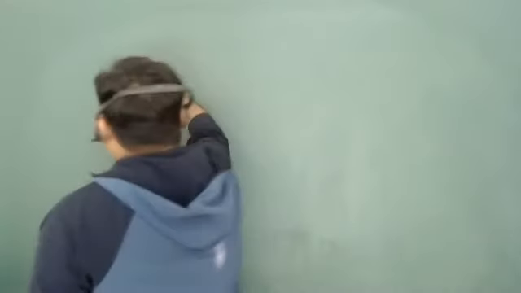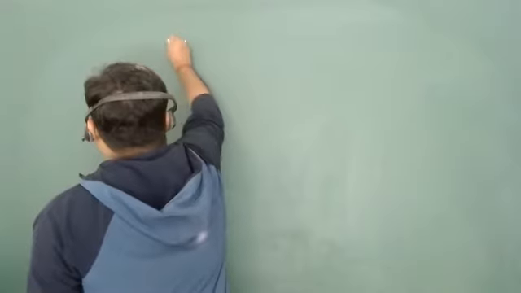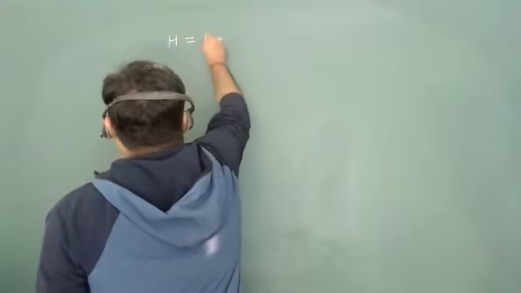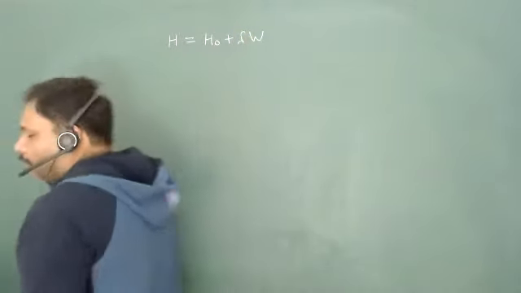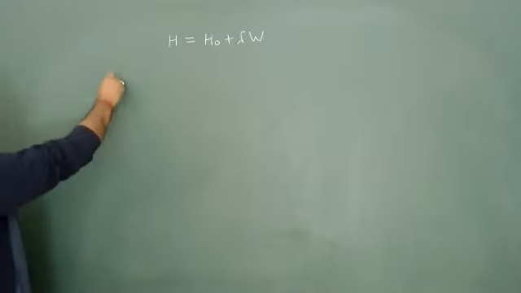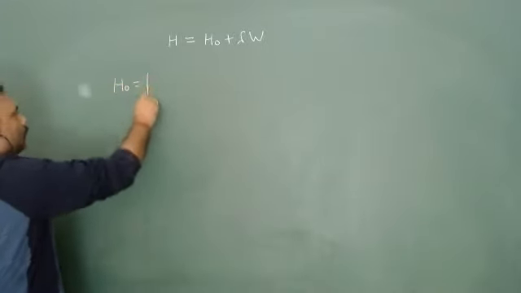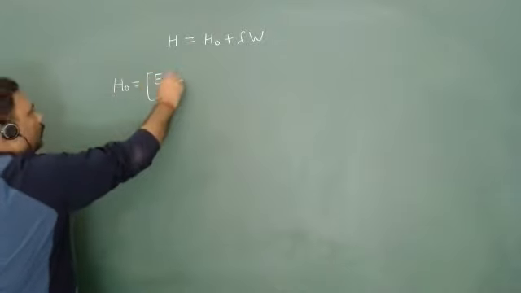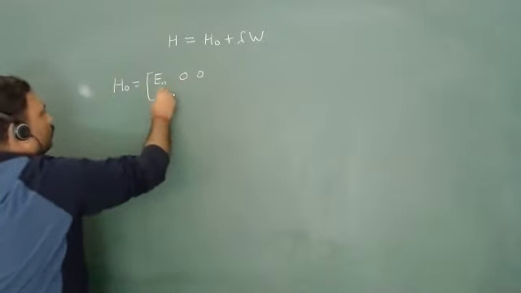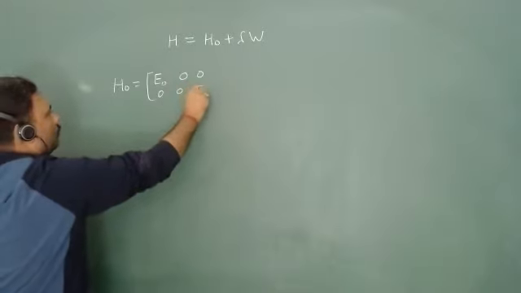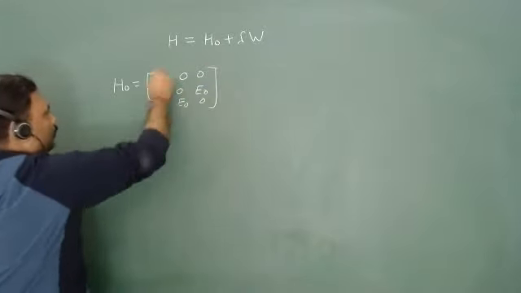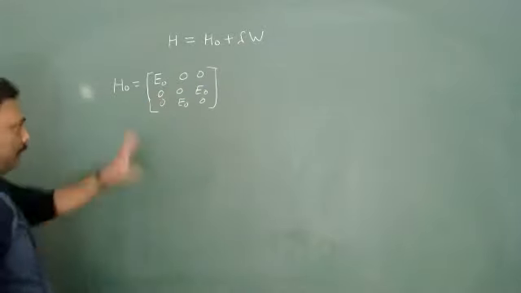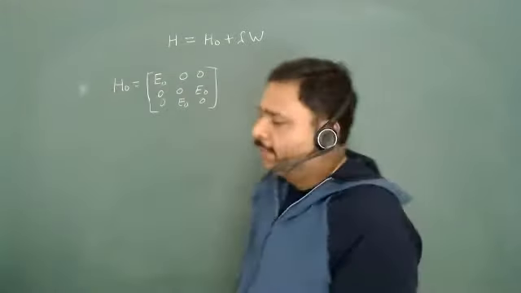Okay, so let's go for our next problem. This is a very important one. Again, I have H is equal to H naught plus lambda W. And now my H naught is E naught 0 0, 0 0 0, 0 0 E naught. So this is a 3 cross 3 matrix, and we know what the eigenvalues and eigenvectors should be.